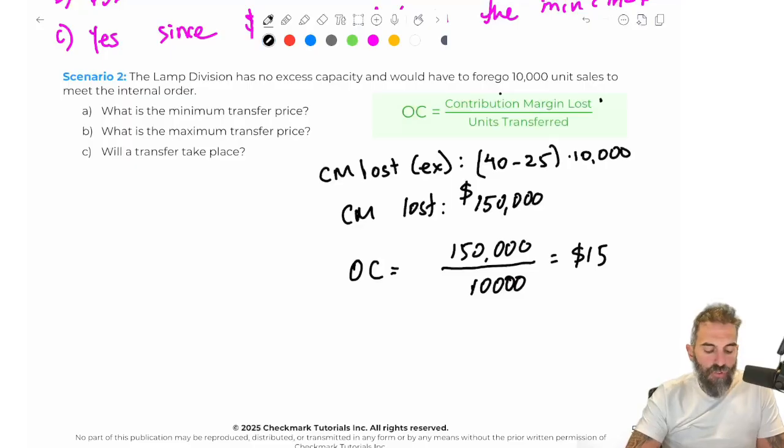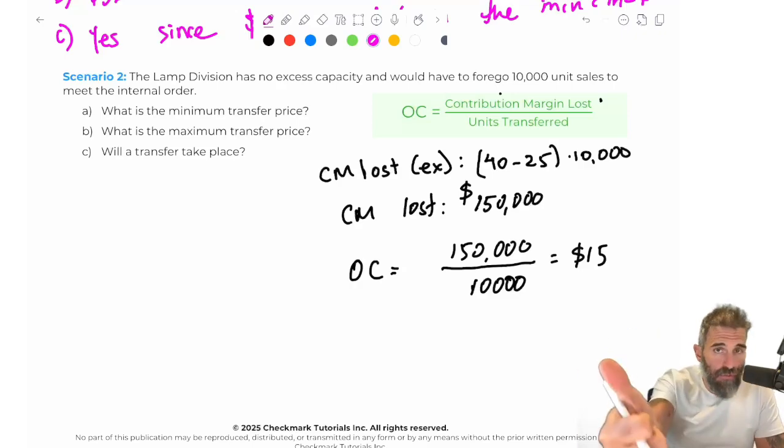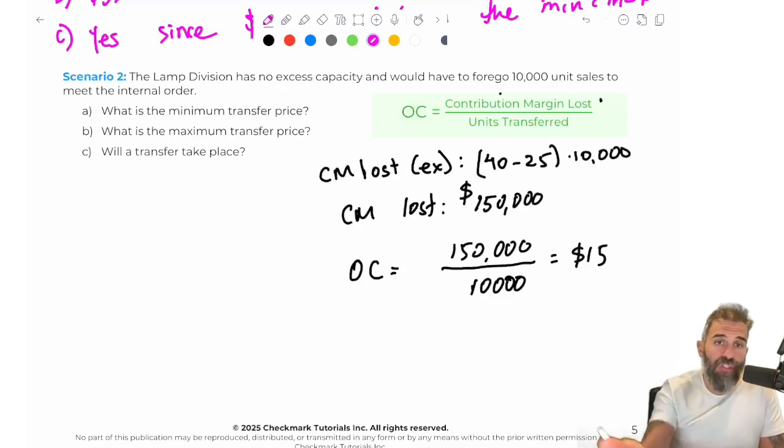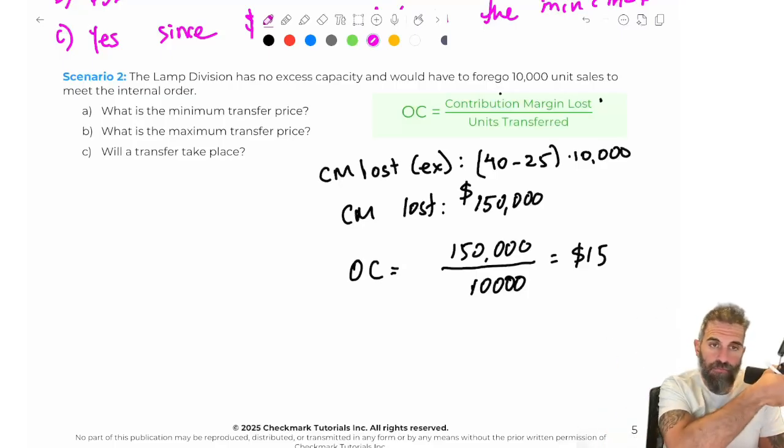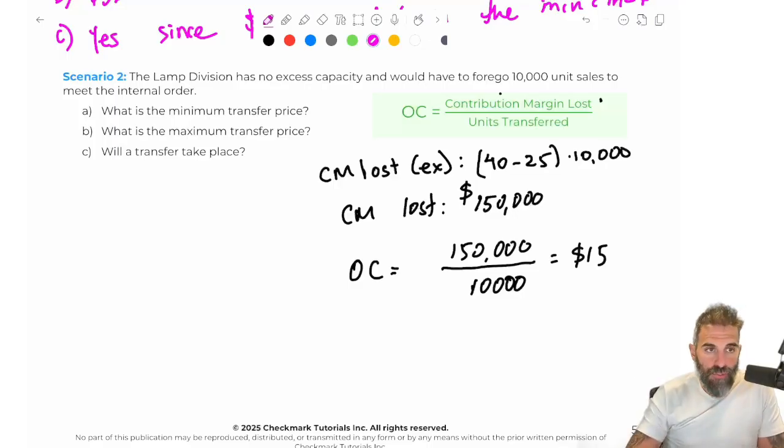But I prefer if you guys did it this way, and I prefer not to say, oh, it's just going to be this, because it's not always that. You'll see scenario number 3 is a little bit different. So you should always just figure out how much will they lose, right? Based on the units they have to cancel. That's 150K. Then take that number divided by the number of units they're transferring, and that's your opportunity cost.